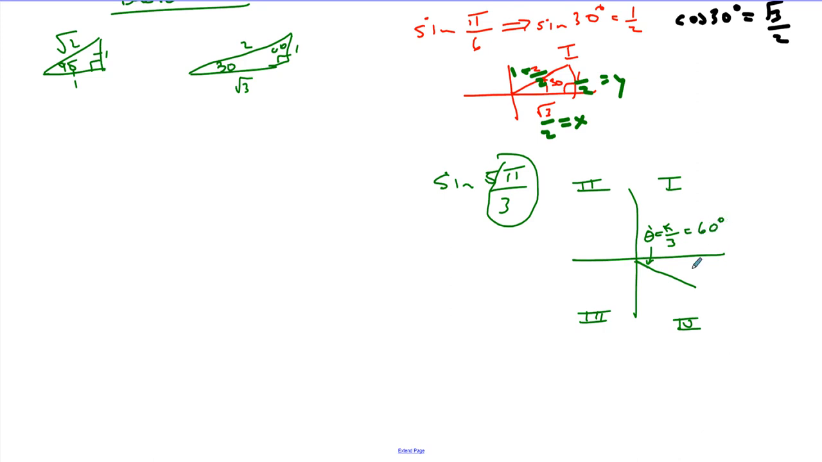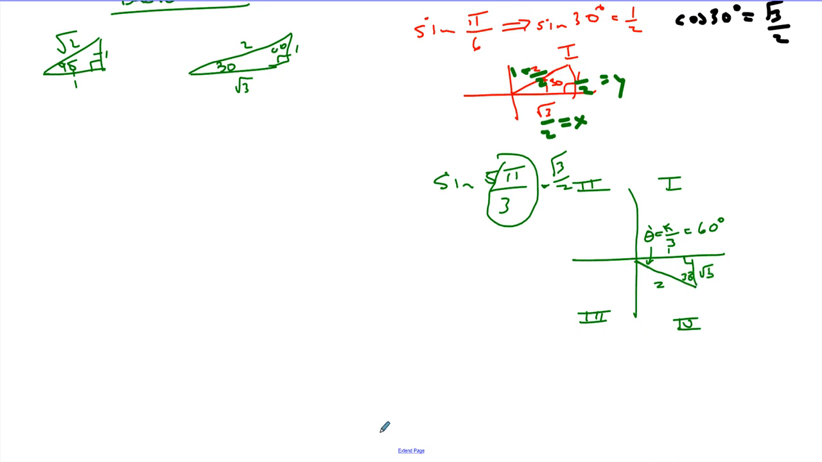60 degrees. Okay. Now, from 60 degrees, we know that opposite 60 is square root of 3. This is going to be a 1, and this is a 2, because we know this is 30 degrees, and this is 90 degrees. All right, cool. So if I want to find sine of 5 pi over 3, sine is opposite over hypotenuse, so it's going to be equal to square root of 3 over 2. And that's how we go.